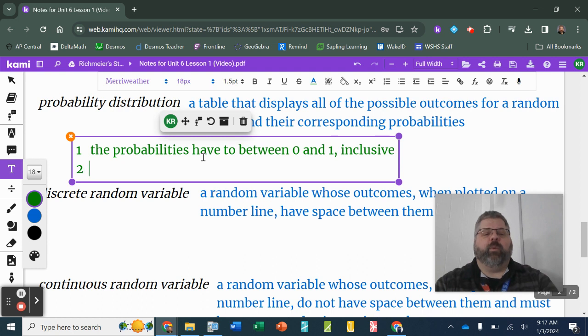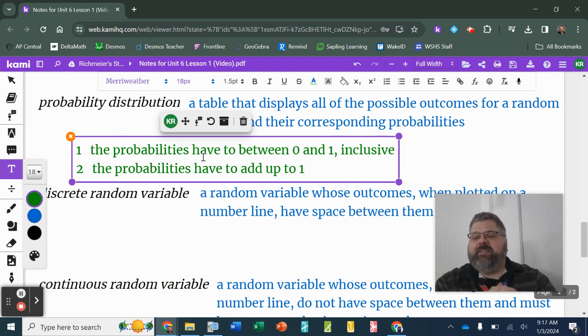For instance, when we did the how many siblings do you have, we had some sibling counts where no students had that number of siblings, so the probability of that was 0. Also, the probabilities have to add up to 1. Okay? Because the idea is we're accounting for every possible outcome. So when I look at their corresponding probabilities, they all have to add up to be 1.